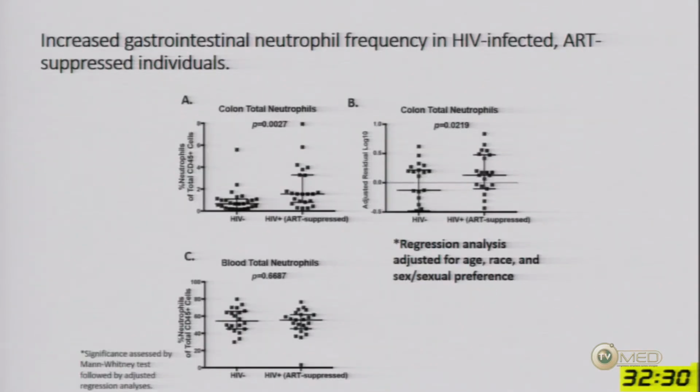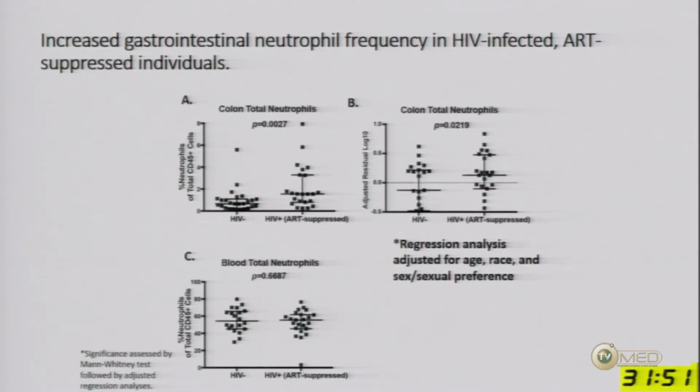So just jumping right into the data, what we found is that there's an increase in the total neutrophils in the colon. We used flow cytometry to measure the neutrophils, and this had been vaguely shown before by immunohistochemistry, just showing MPO, or myeloperoxidase, which is made by neutrophils, but it's not very specific because macrophages can make MPO too. So this is the first time that we've ever demonstrated that there is an actual increase specifically of neutrophils in the GI tract. And we adjust this for age, race, sex, and sexual preference. So remember I told you how important that sexual preference is. Once we adjust for that, we still see that there's a significant increase of neutrophils in the colon.